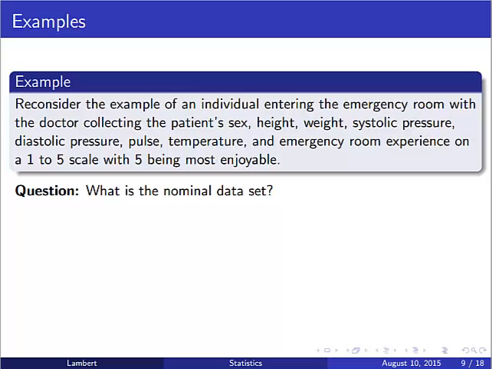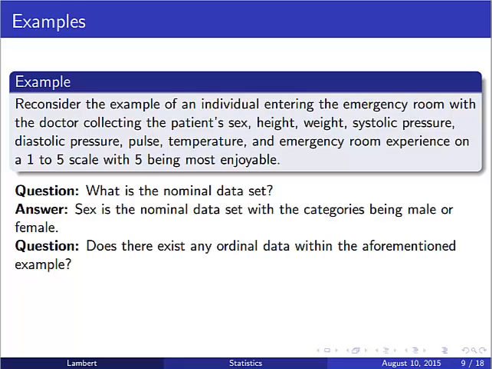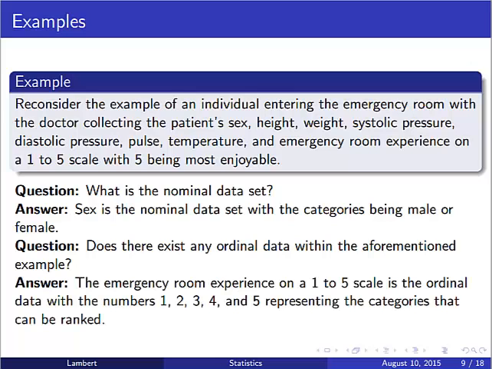I know some of you might say, oh, females are much better or males are much better. There's no rank when it comes to that. So the nominal data set is in fact just the sex. Because the 1 to 5 scale, 5 being most enjoyable, that's the rank that they want the most. That's the highest ranking for those people in the emergency rooms, serving the general public. So does there exist any ordinal data within this example? Yeah, the 1 to 5 scale for our emergency room experience, right? And the numbers 1, 2, 3, 4, 5 represent those categories that can be ranked.